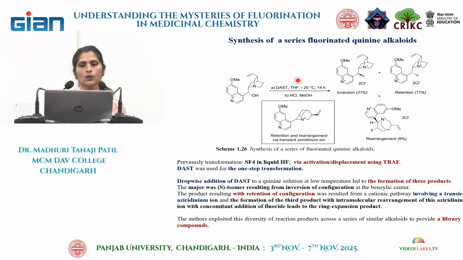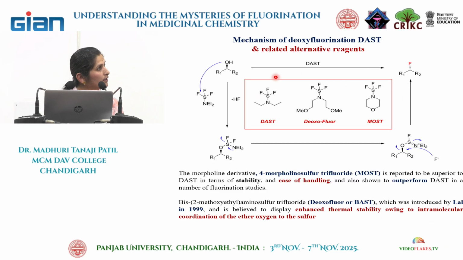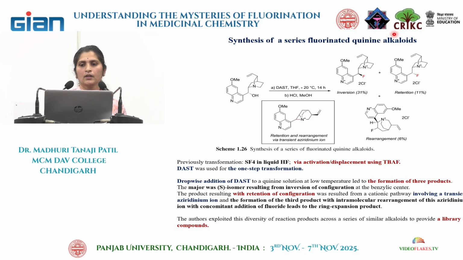Okay, so there is another method in which, okay, this fluorination is done of this aliphatic OH. Okay, so here also they have used DAST, and what you observe is that you get inversion in configuration as a major product. So 31% you got this compound, but you will also get a compound with retention in configuration, and there is also a rearrangement product. Now why is it so? Because there is a formation of this transient aziridinium ion. Okay, so this will form.